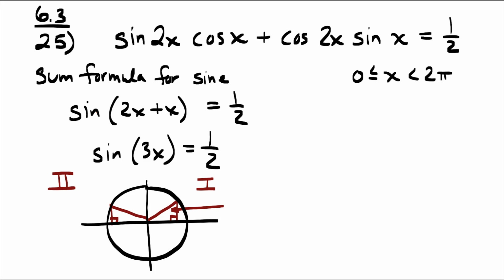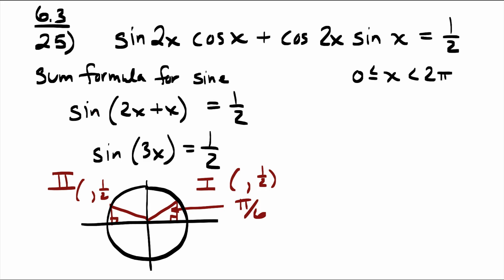Alright, and that little guy, I'm looking for a radian measurement that has the y value of 1/2. And that guy's going to be pi over 6. That's the equivalent of 30 degrees. Alright, but we're going to be dealing with radians here. The other side is over here.